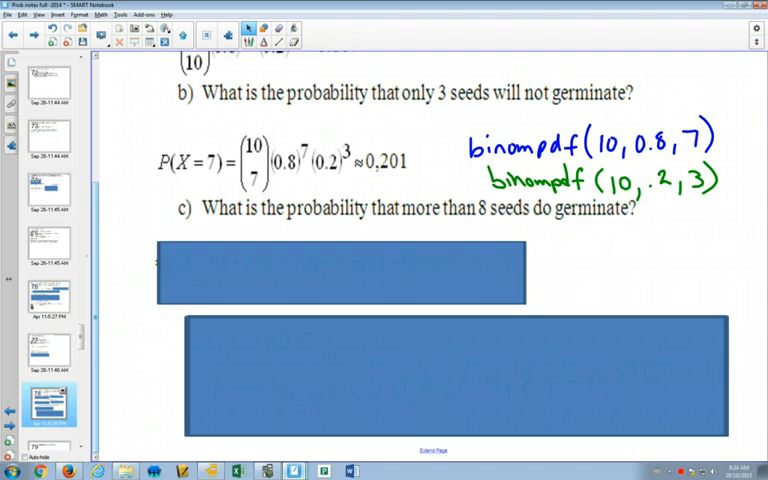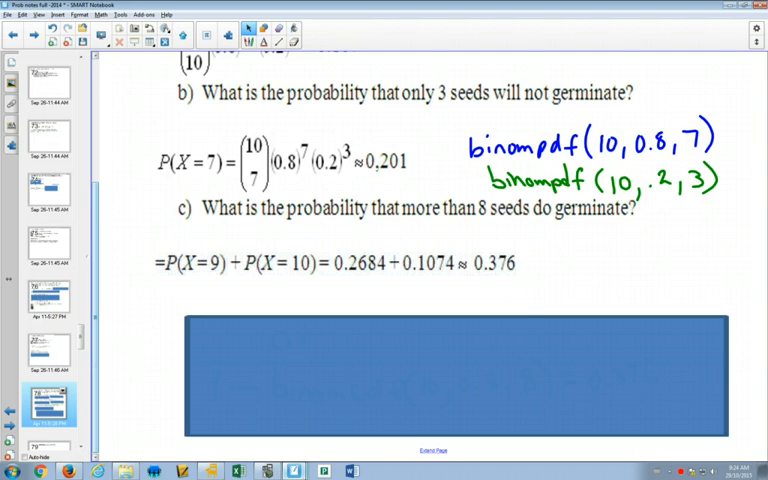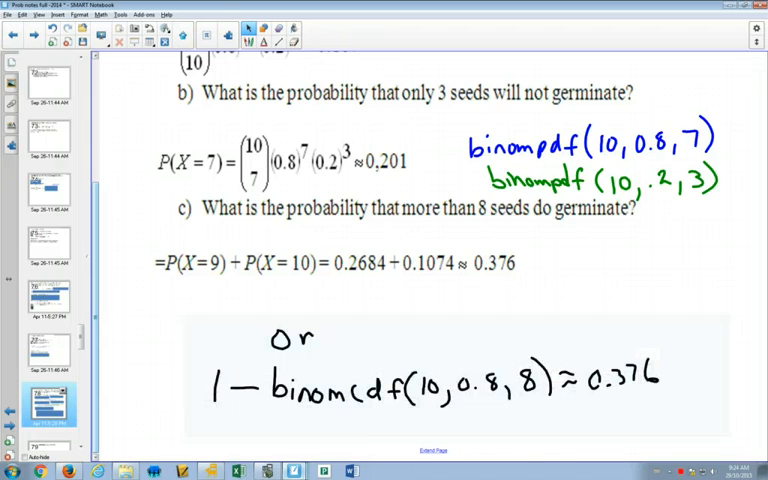Probability that more than 8 seeds do germinate, well, you'd have to either find the probability of x equals 9 and the probability of x equals 10. You could use your formula to do that. There's only 2 cases. Or you could do 1 minus binomial CDF all the way up to 8, because then that would leave 9 and 10 left.